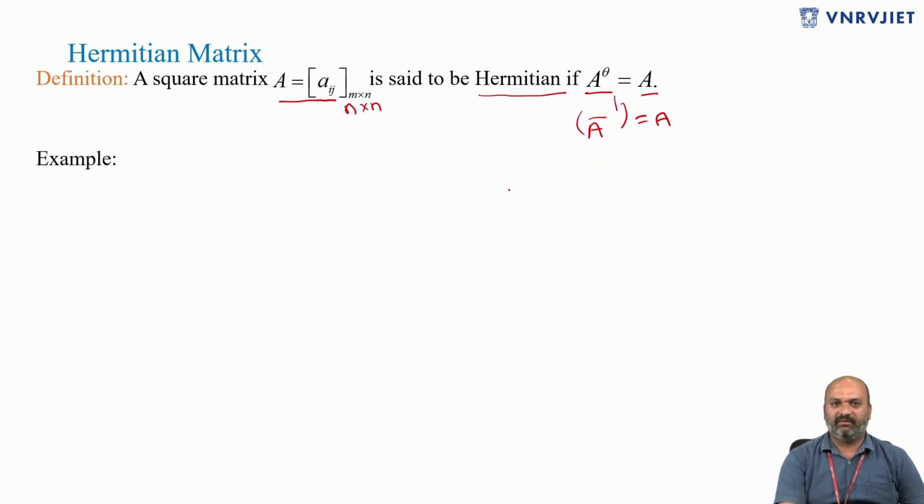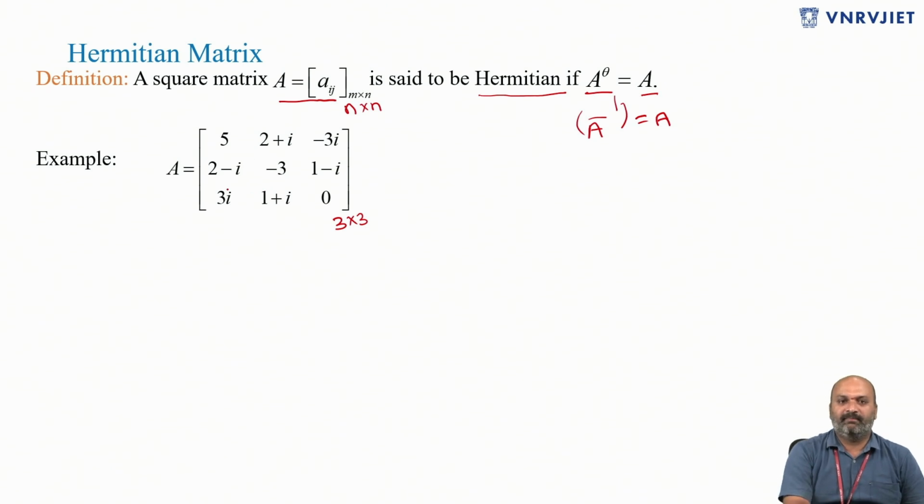Let's see an example. See, this is the matrix A given. It is a 3 by 3 matrix, 3 rows and 3 columns. At least one element is a complex number, yes, so this is a complex matrix. Now, first to verify whether it is a Hermitian matrix or not.